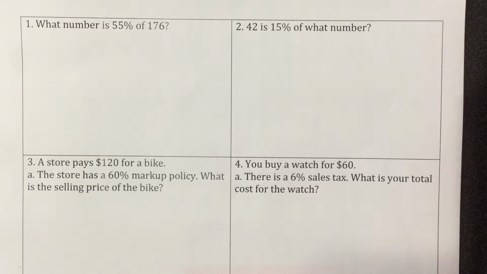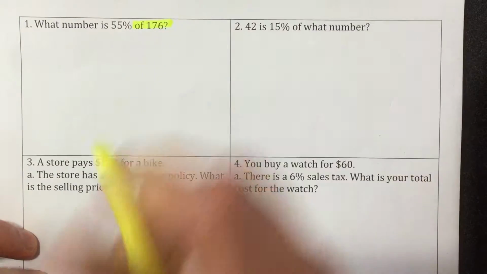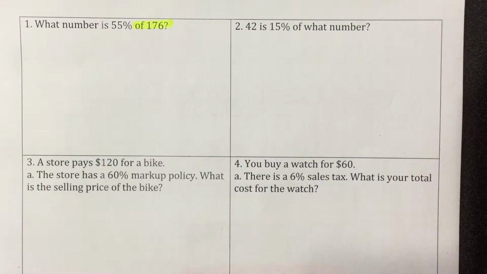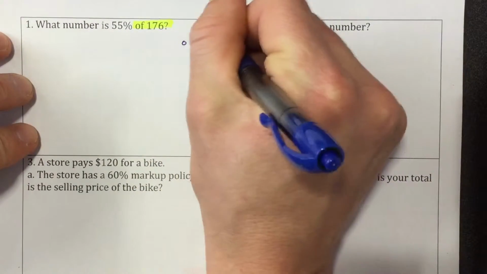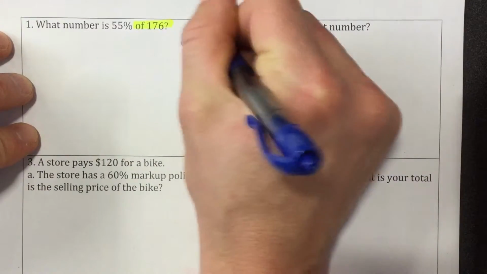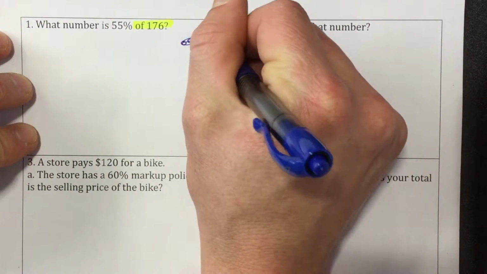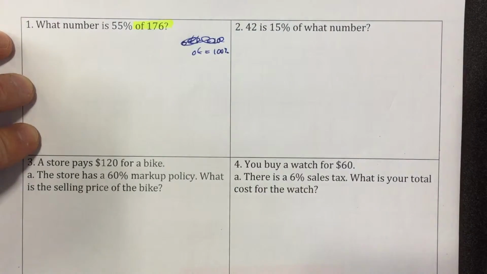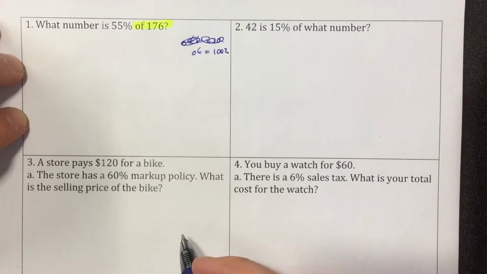The first one says, what number is 55% of 176? Well, a lot of times in percent problems, the word with the "of" is your 100%. So if you ever see the word "of" next to something, think 100%. Alright, so let's go ahead and figure this out.